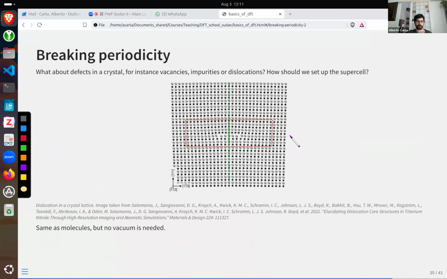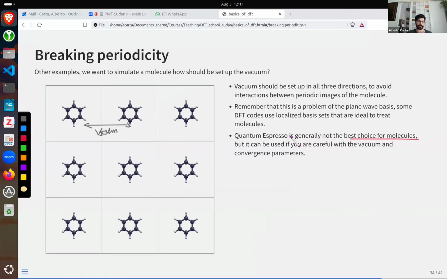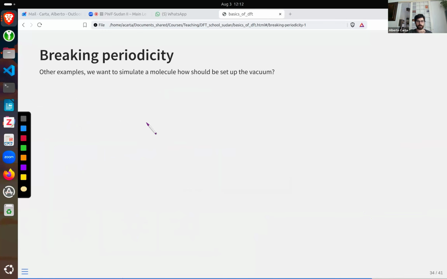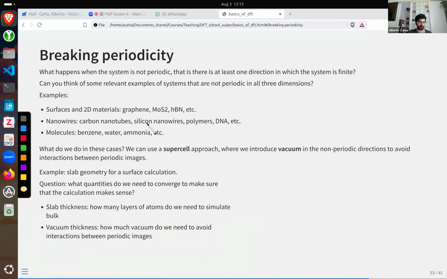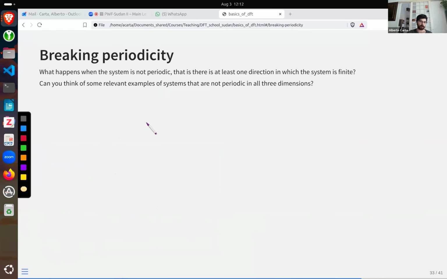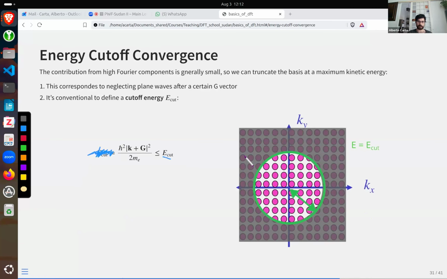So you see here that they break periodicity. So you need to have some vacuum when you look at molecules, so that the periodic copies of the molecules don't interact with each other. This basically means that we have two things to look at: how much vacuum we have between the molecules, but also this cutoff that we described here.